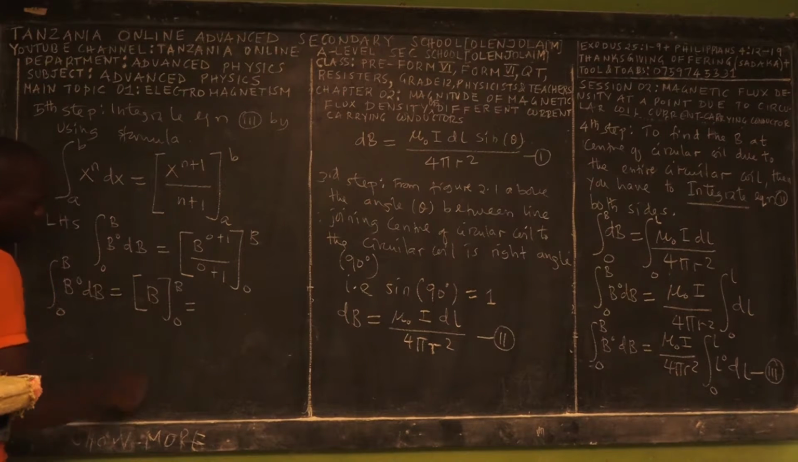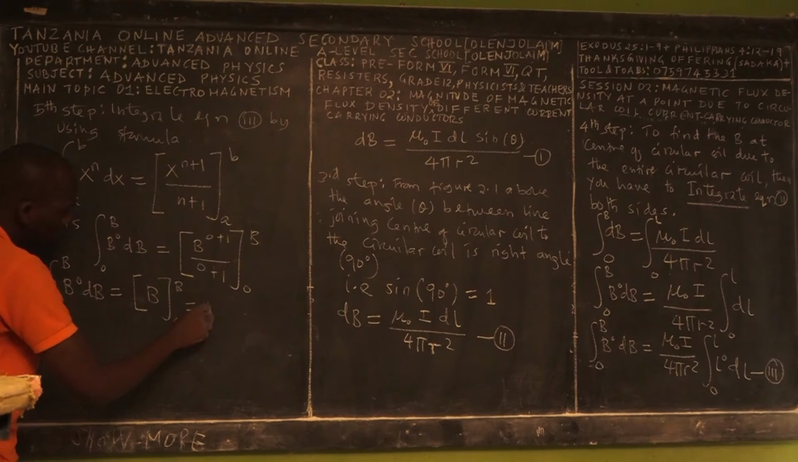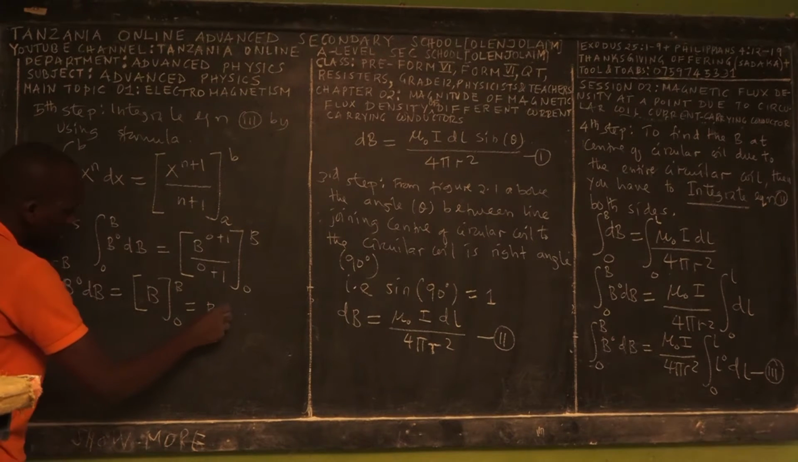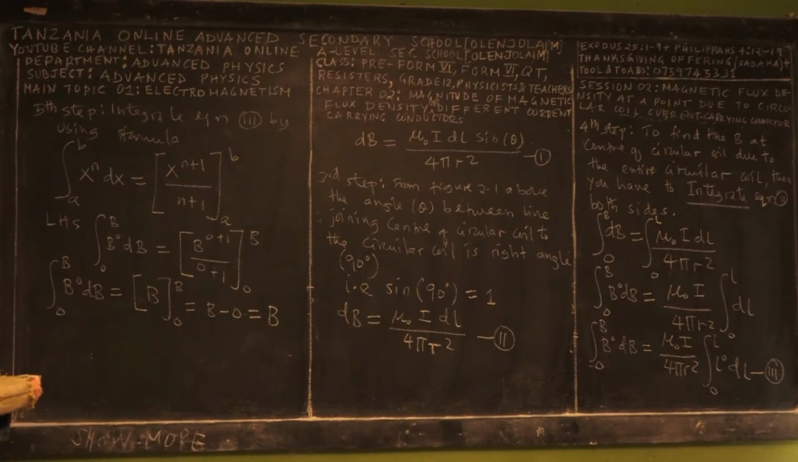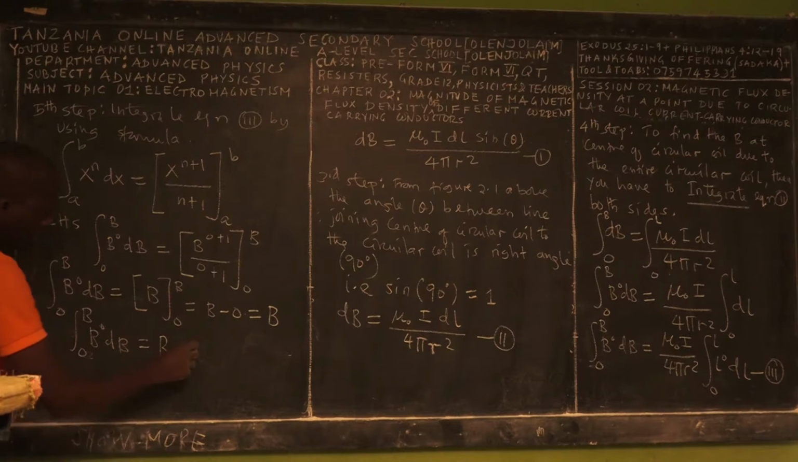So now, substitute the limits. Here we have the upper limit minus 0. So on the left-hand side, we have B. If you integrate from 0 to B, magnetic flux density power 0 dB, this is equal to B, and this will make equation 4.